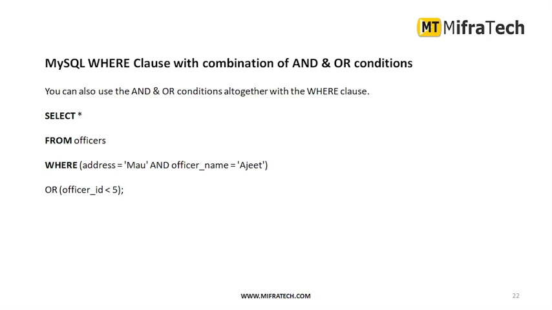MySQL where clause with a combination of AND and OR conditions. You can also use AND and OR conditions together with the where clause. Select star from officers where address is equal to MOV and officer name is equal to Ajit or officer ID is less than 5. It will display where the first condition, address is MOV, and where the officer name is Ajit or officer ID is less than 5.